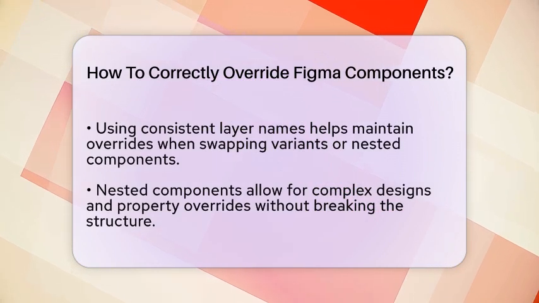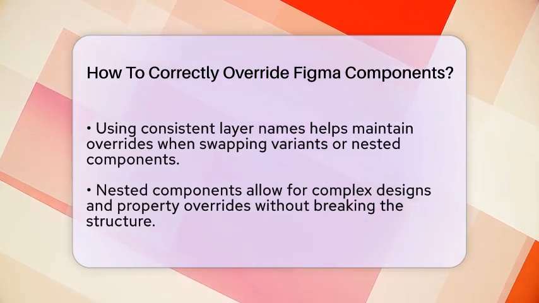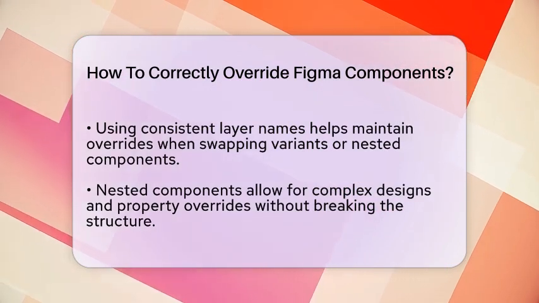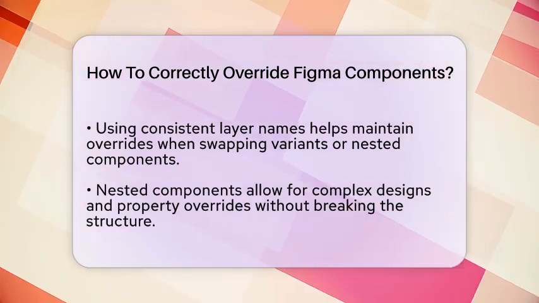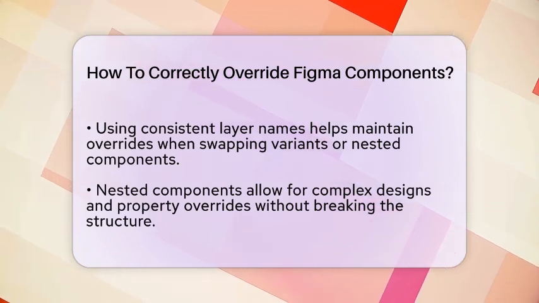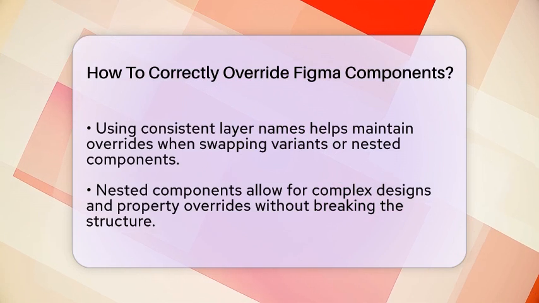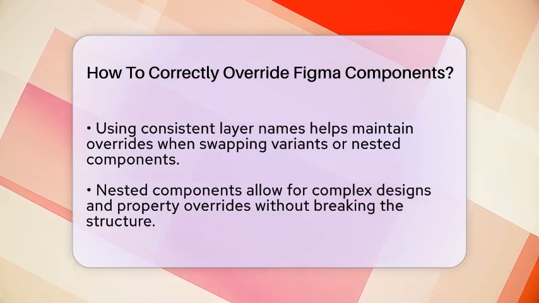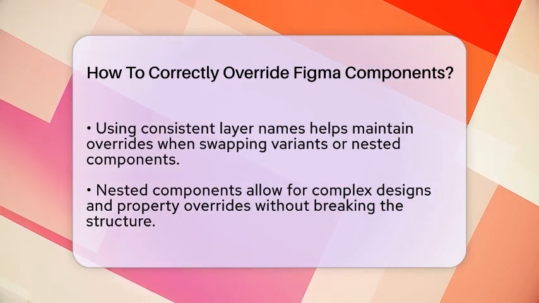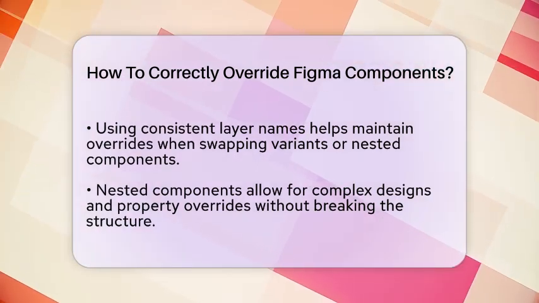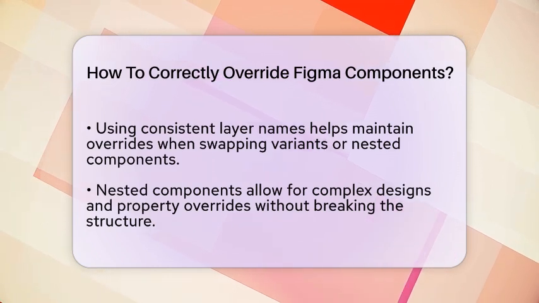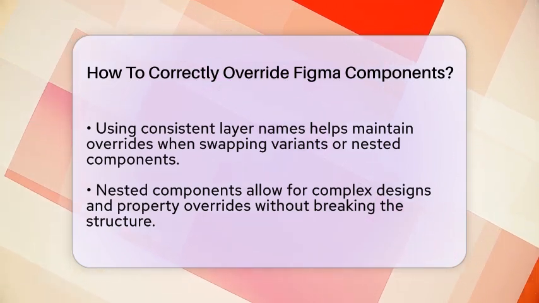If you plan to swap variants or nested components, matching layer names like button text or icon makes sure your overrides stay intact when switching. Nested components are also useful because they let you build complex, flexible designs. You can override properties within nested components without breaking the overall structure. Set descriptions and constraints inside your main components to guide how they resize and behave. This helps keep your design predictable when you make overrides.